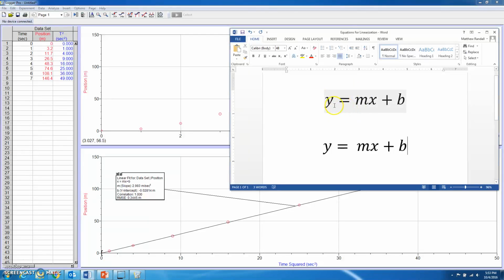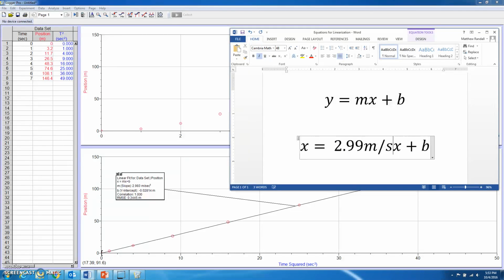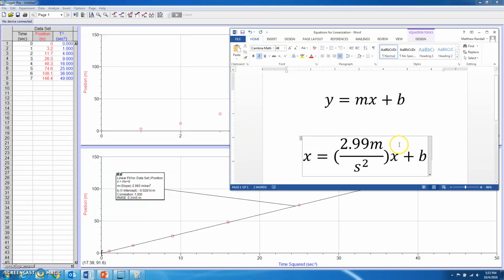and we're using our linear model, y equals mx plus b. Instead of y, we're going to use a letter to represent position. We're going to use the letter x, or horizontal position. Instead of m, we're going to type in the slope. In this case, 2.99 meters per second squared. Let's see how that turns out. There we go, 2.99 meters per second squared. I'm going to put parentheses around that just to show that that whole thing is the slope.